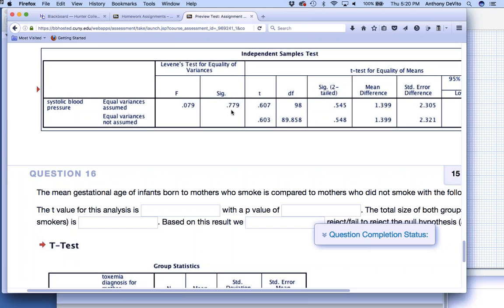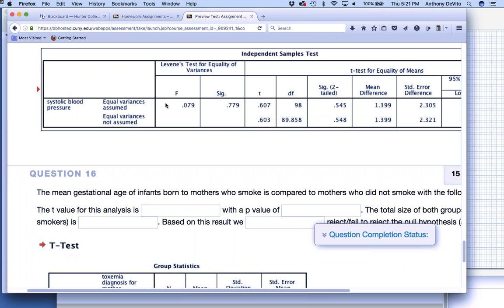Our F is the value of this particular statistic. Associated with that value, the bigger that number gets, the less likely you're going to be wrong for rejecting the null hypothesis. In this case, what's the null hypothesis? That the variances are equal. So the bigger this F value gets, the less likely you'll be wrong if you reject the idea that they're equal and go to the bottom line where it says they're unequal.